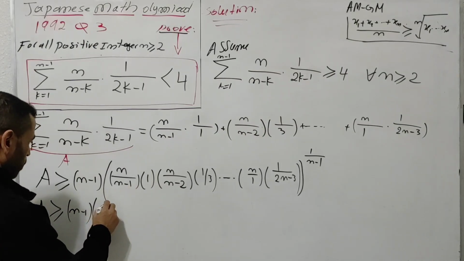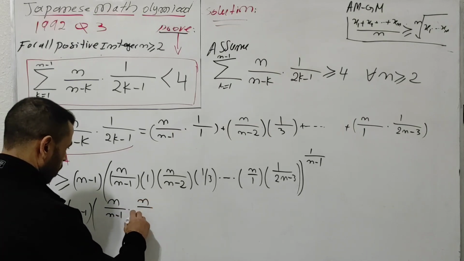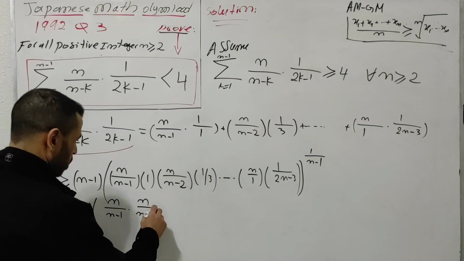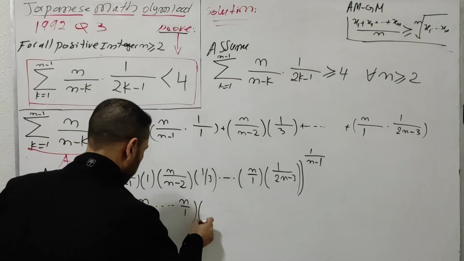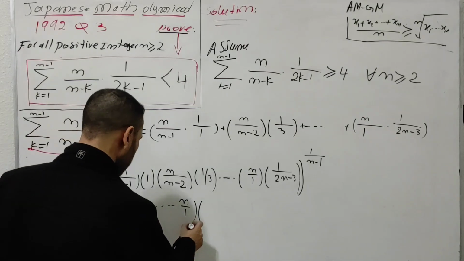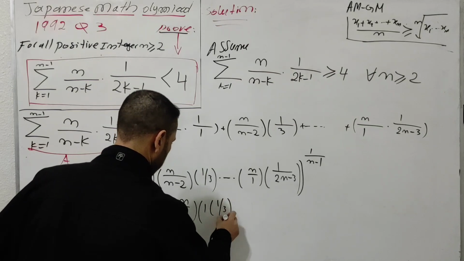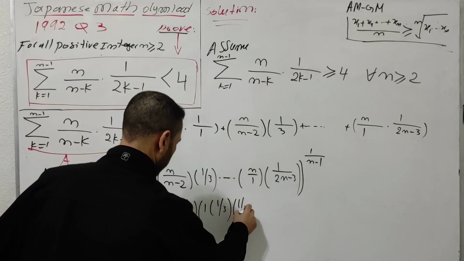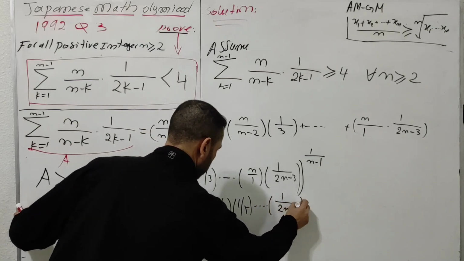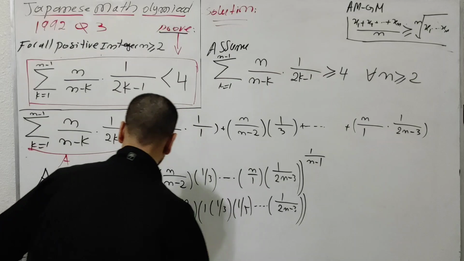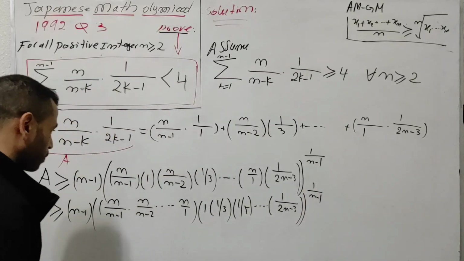This one is multiplied by n over n minus 1, is multiplied by n over n minus 2, and all the way down to n over 1. So the whole thing is multiplied by the second product, which is 1, multiplied by 1 over 3, multiplied by 1 over 5, and all the way down to 1 over 2n minus 3. Okay, so the whole thing is raised to the 1 over n minus 1.